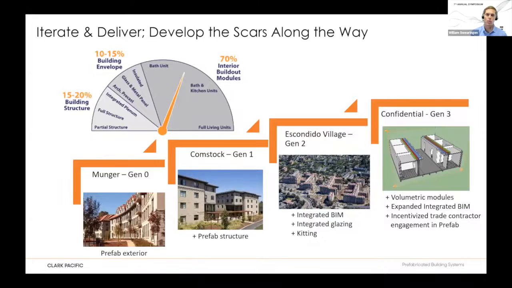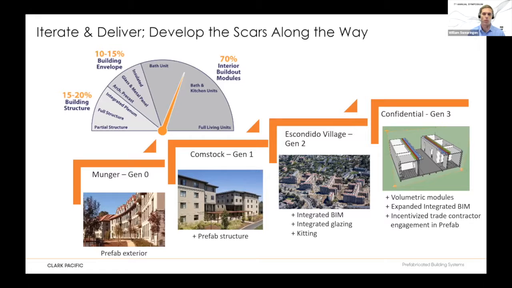So what have we learned along the way? There's a lot of important things that we're continuing to learn as we progress along this life cycle, but over the last decade, we've been really adapting how we deliver our products and how we work through our production system to take on more scope at the project level.